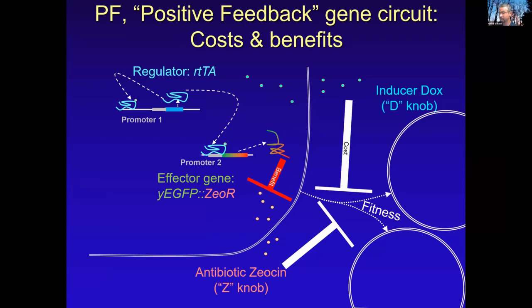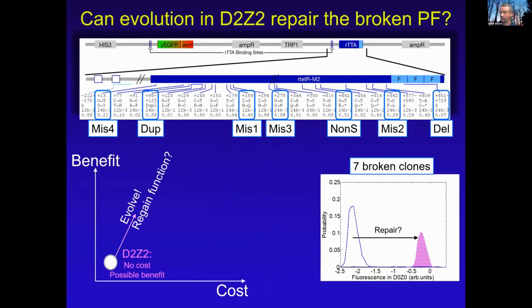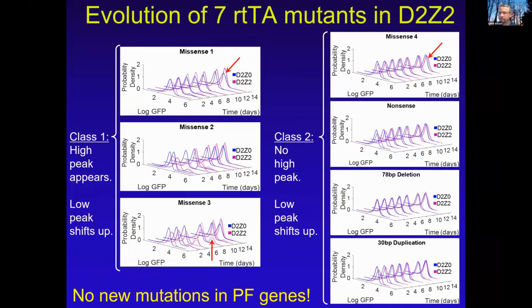So this is a rescue. And the question is, now that we broke the system, what if we add this drug? Can we pressure it to repair itself? And how does it do it biologically? So we did this experiment. Long story short, in 2 weeks, we observed in 7 different cases, we had different families of behaviors.